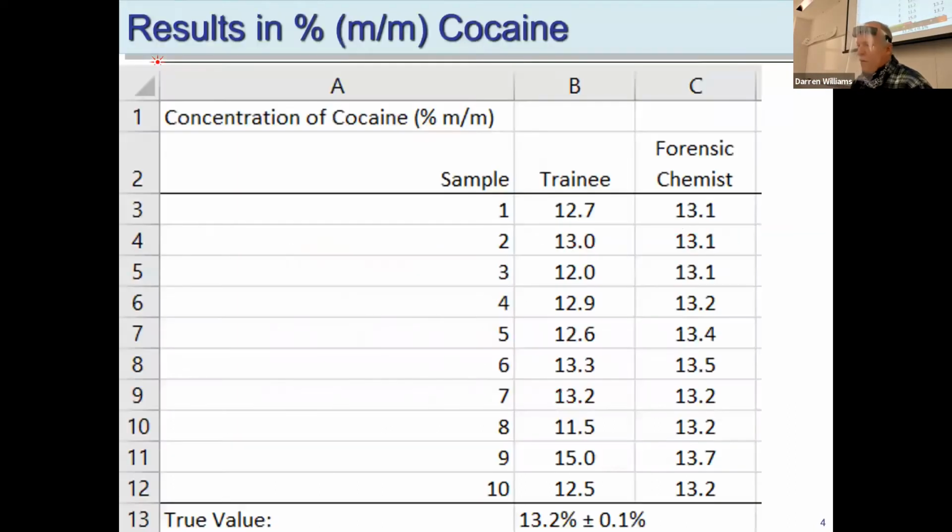So here are the data points. It's always important to just take a look at the data to see if there's anything strange about it, if it's good at all. Here we have our true value or accepted value down at the bottom, and we have the trainee column and the forensic chemist column. So what are your opinions on the data?